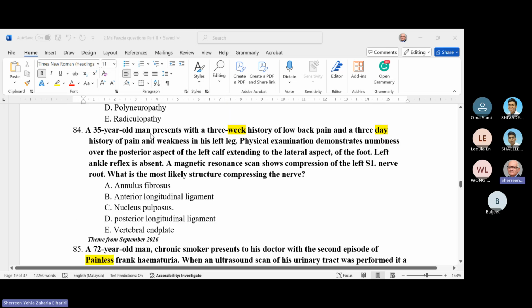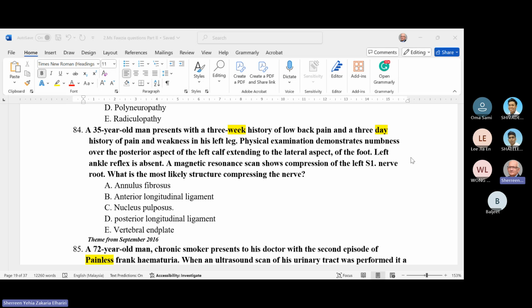Next question: a 35-year-old man presented with a 3-week history of low backache and a 3-day history of pain and weakness in the left leg. Physical examination demonstrates numbness over the posterior aspect of the left calf extending to the lateral aspect of the foot. Left ankle reflex is absent. MRI shows compression of the left S1 nerve root. Which is the most likely structure compressing this nerve?